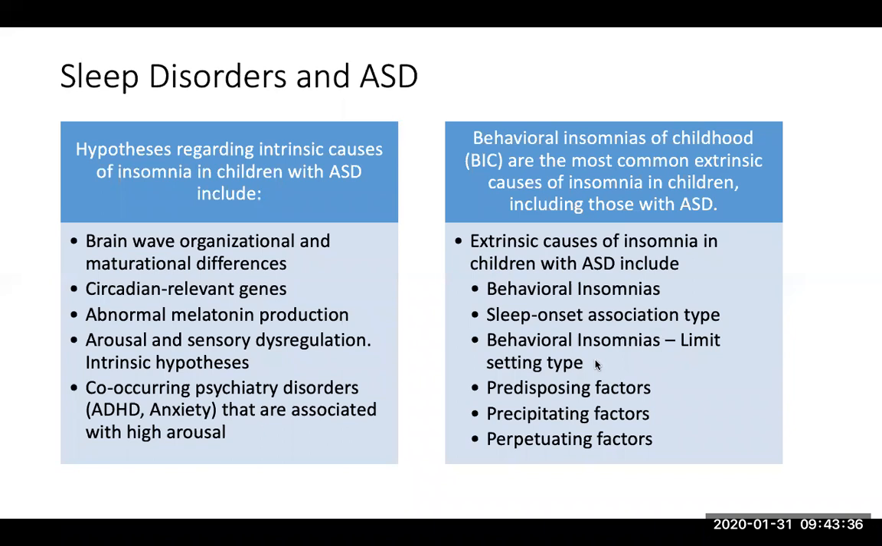And there are others that have issues with limit setting type of behavioral insomnia, where they resist and have a hard time falling asleep at nighttime. There are predisposing factors for these behavioral insomnias, which can be physiologic, as I mentioned. The majority of kids with autism have brain differences that predispose them to insomnia. But there can also be environmental factors.